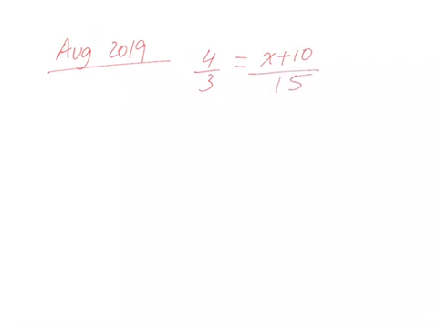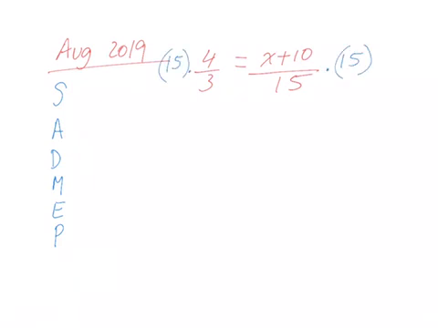Alright, now we have August 2019, right? Another equation. And again, SAD MAP. We can do it anyway, it's up to us. We see some divisions, we can multiply. We see some fractions, right? So I'm going to get rid of the 15 because I want x, right?